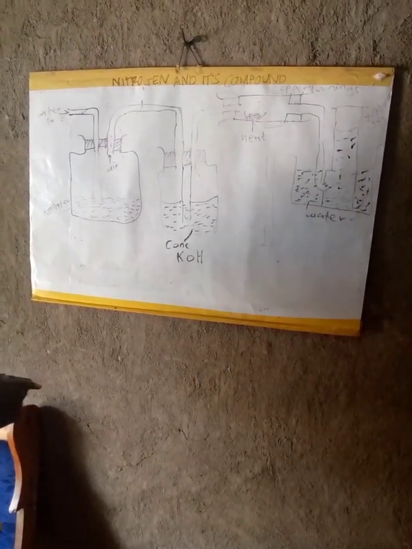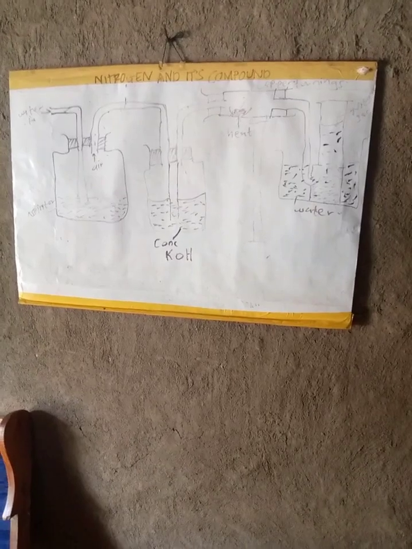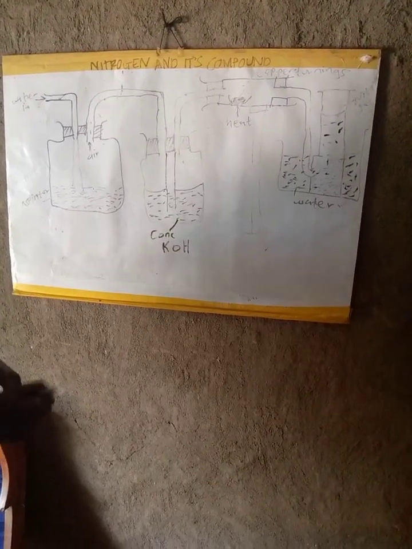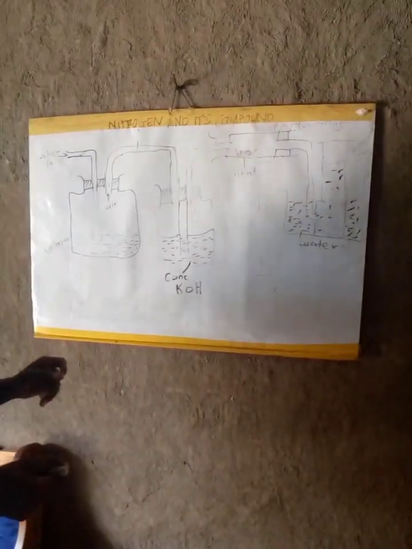Good afternoon, students. Today we are going to talk about nitrogen and its compounds. As you all know, nitrogen exists in air as a diatomic molecule. This is a simple diagram showing how nitrogen is obtained using the over water method.